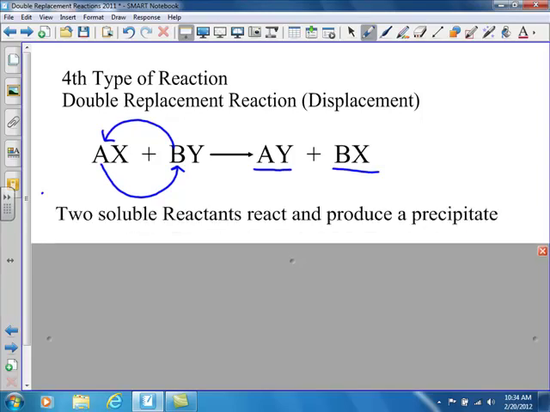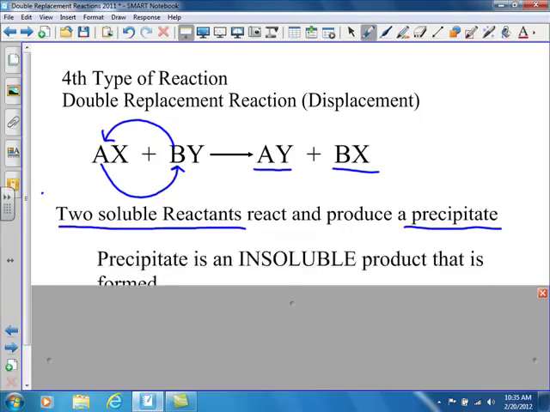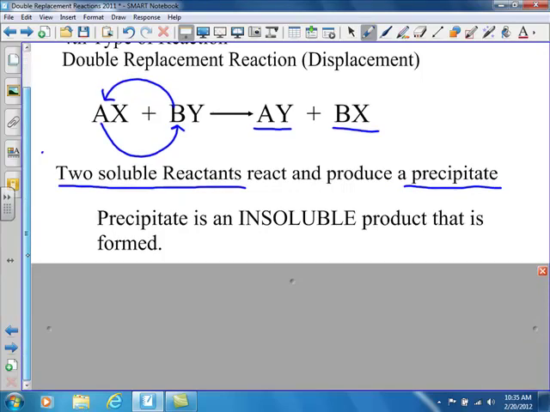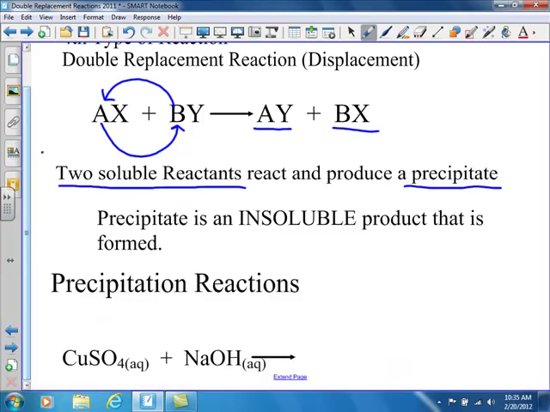In this reaction, they are often called precipitate reactions, because what happens is 2 soluble reactants often produce a precipitate. So you're going to see a lot of precipitates now. Now a precipitate, remember, is an insoluble product that's going to be formed. It's going to be a solid that actually falls out of a solution. So as I just mentioned, a lot of times these are called precipitation reactions.